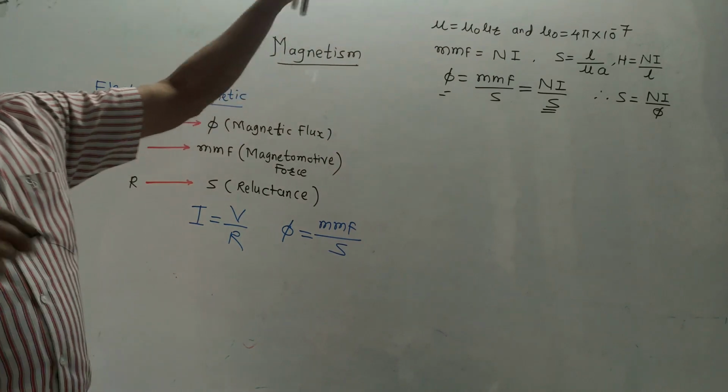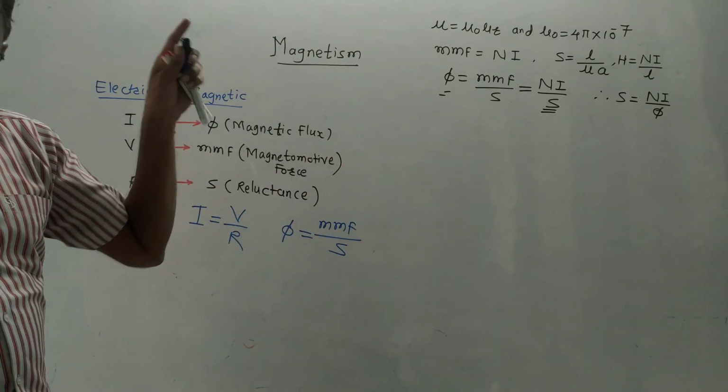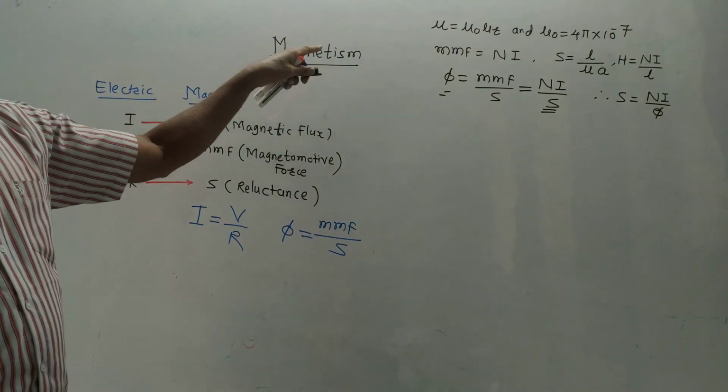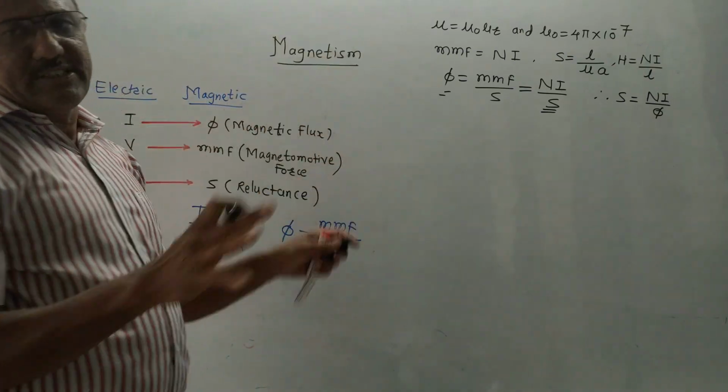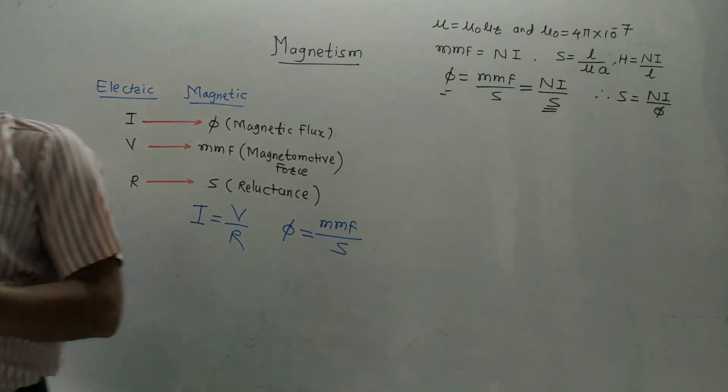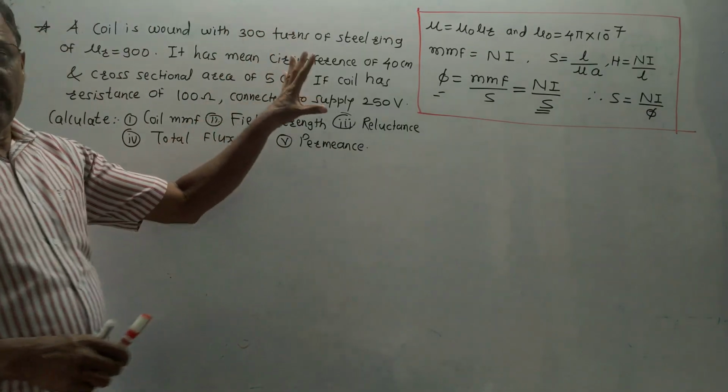So only these formulae are required to solve any numerical related to magnetism. So let us solve few numericals to get an idea how to make use of these equations. Now we will solve one numerical.